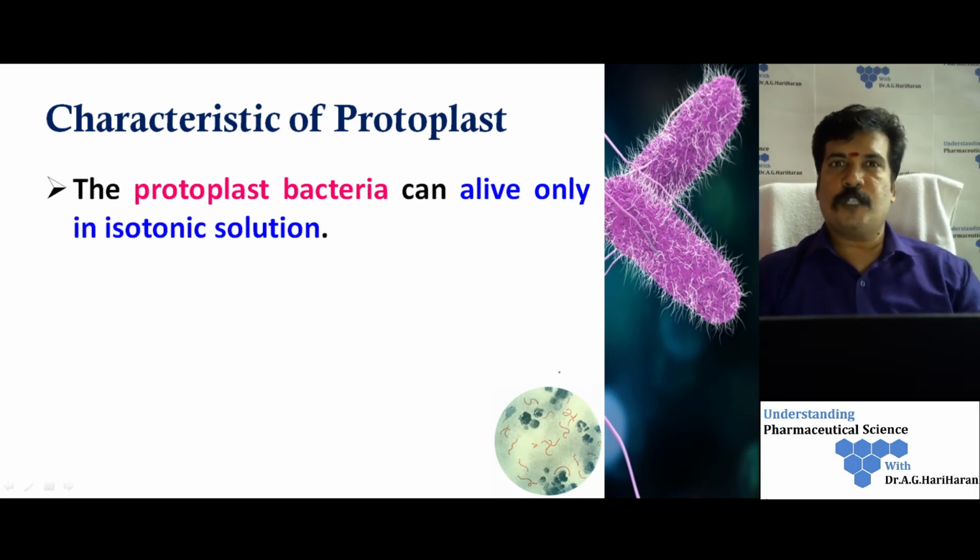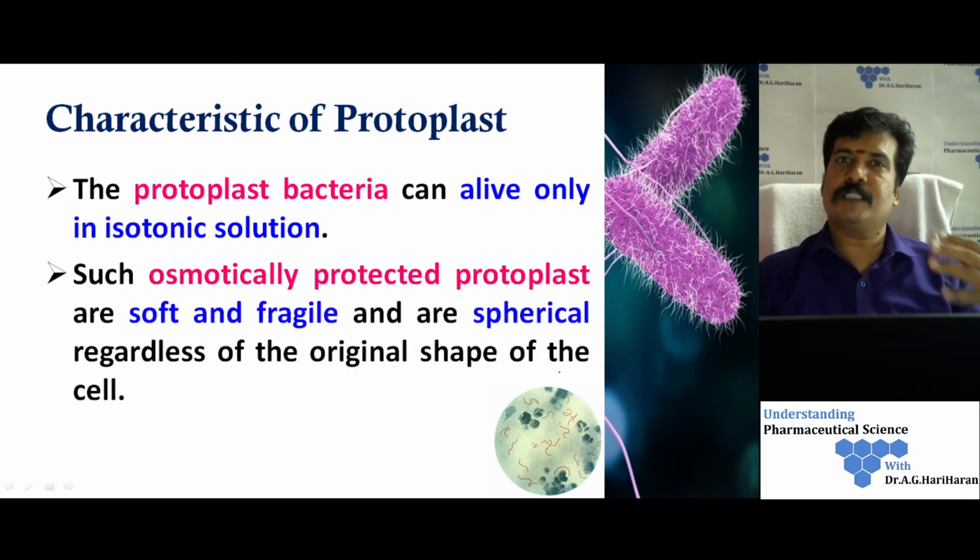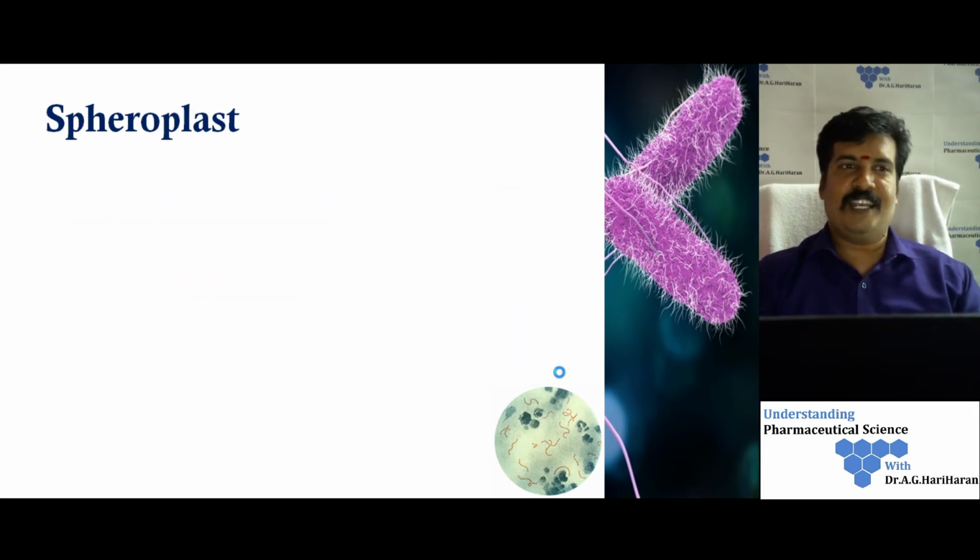So the protoplast bacteria can survive only in isotonic solution, because the cell wall of the bacteria osmotically protects the bacteria from the hypertonic and hypotonic environment. So whatever the structure of bacteria, once we remove the cell wall as in protoplast, we will get a spherical shaped bacteria only, right?